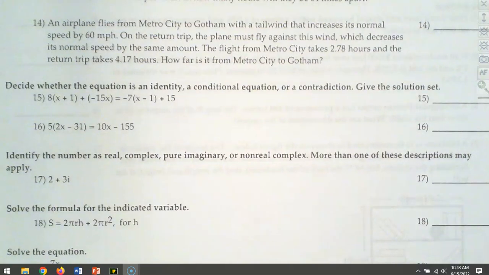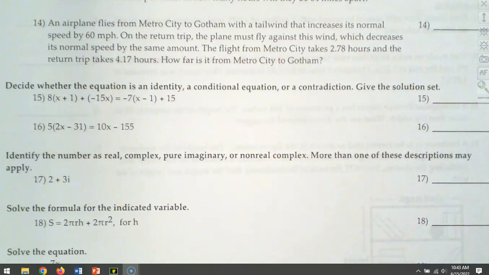Question 14. Now we have the wind. The wind can either add to the speed of the airplane, or the wind can subtract from the speed of the airplane. Because the airplane has a terminal speed, the fastest it can go in still air, but the wind can either add a little bit or take away from that.